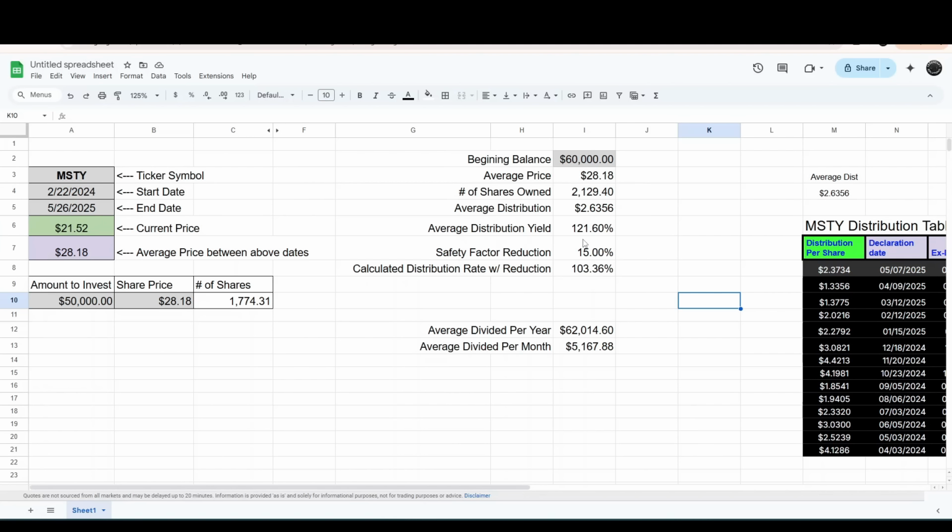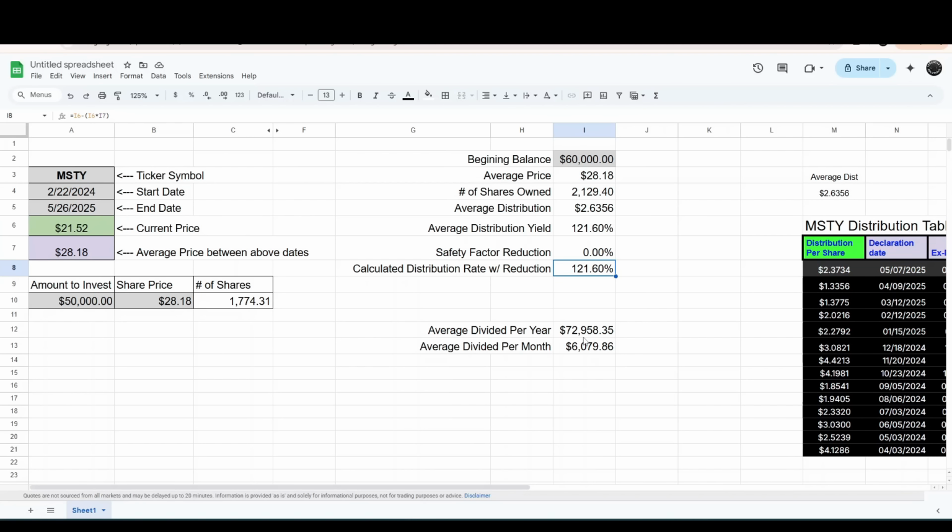But if we were to use that full average distribution yield of 121.6, then we can just go in here and just say 0 on the safety factor for that reduction and see what that gives us. On average, it would be $6,000 a month, just on average. And that's with $60,000 invested for a total of $72,958 per year.